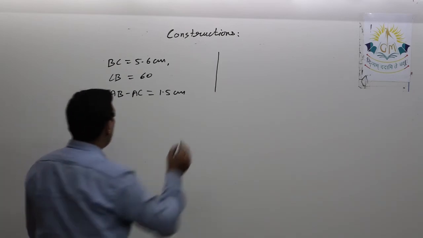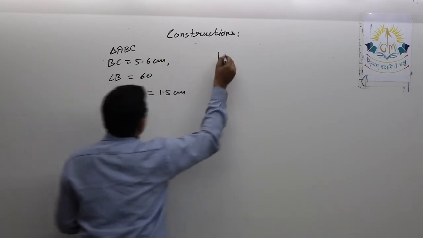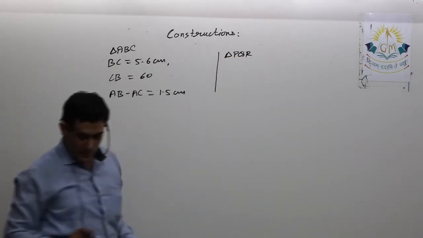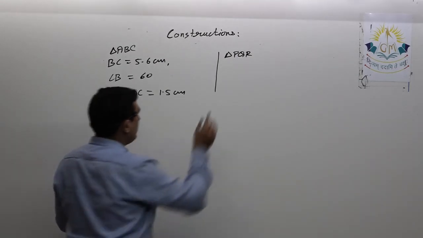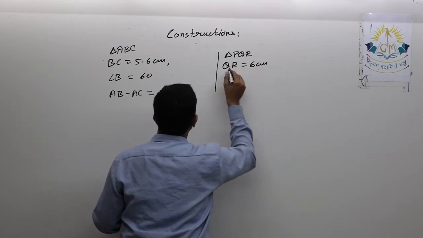Okay, triangle PQR, I am taking a different triangle. This was triangle ABC. I am taking triangle PQR. Over here the base is given, QR equal to 6 centimeter.